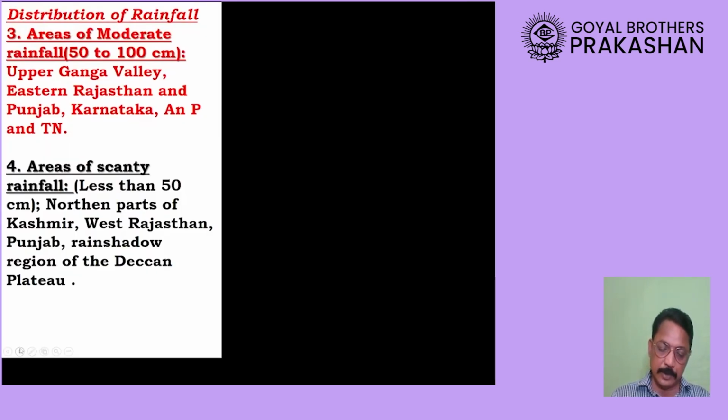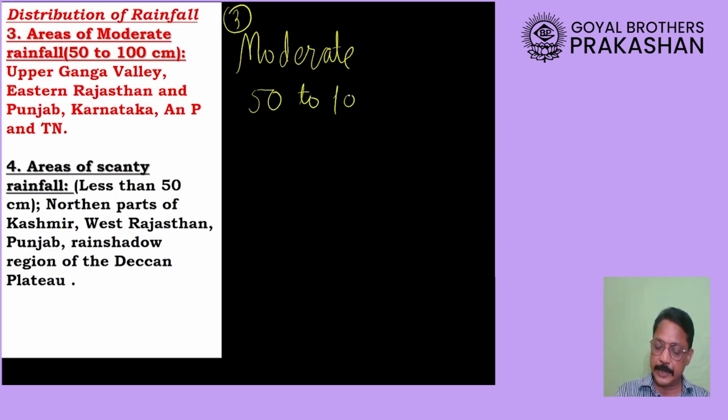Now the third area is receiving moderate rainfall. And when we say the word moderate, I mean to say the rainfall in a range of 50 to 150 centimeter, and the area which receives it is the Upper Ganga Valley. That means the states like western part of Uttar Pradesh and Punjab and Haryana, and also some part of Karnataka, Andhra Pradesh and Tamil Nadu.